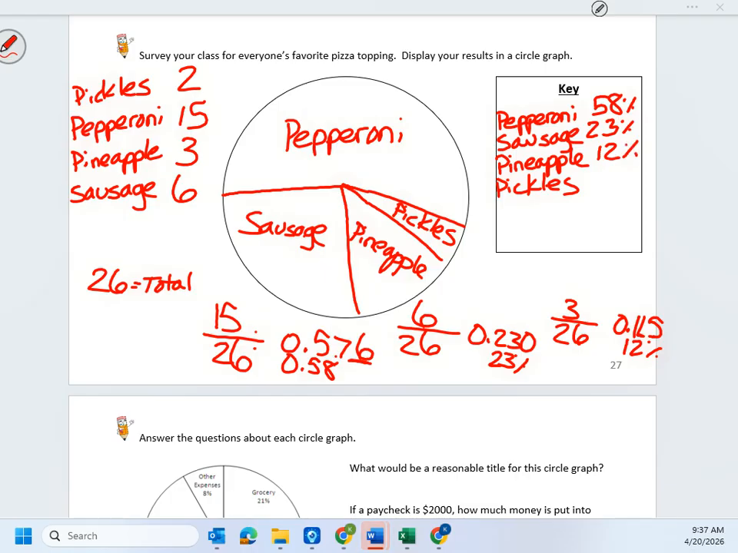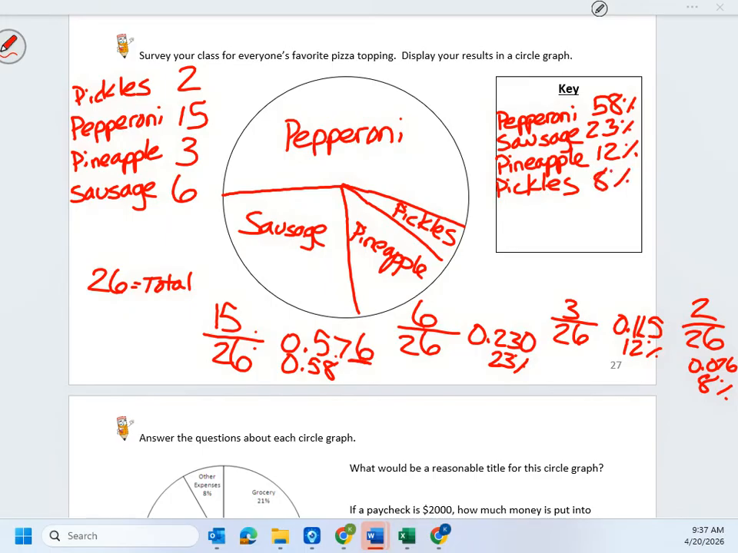And pickles. Pickles, we have 2 out of our 26. So what percent is that? Jackson? 0.076. So what would 0.076 become? What percentage? 8%.